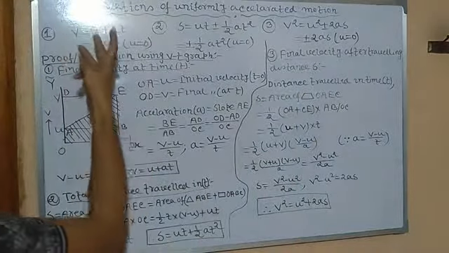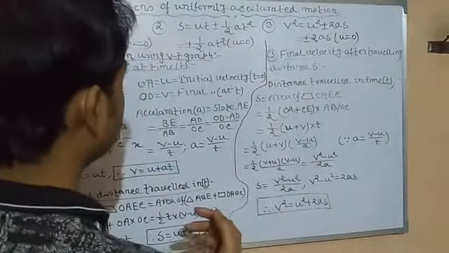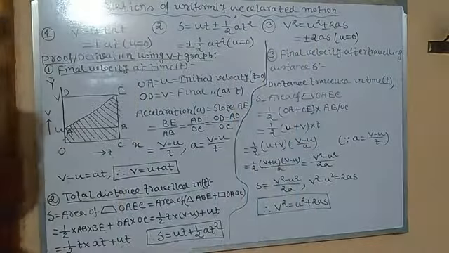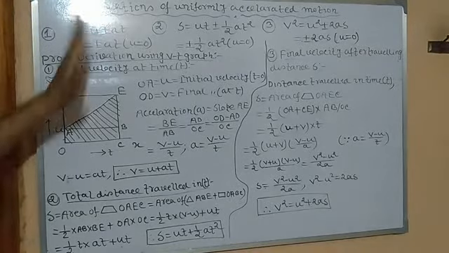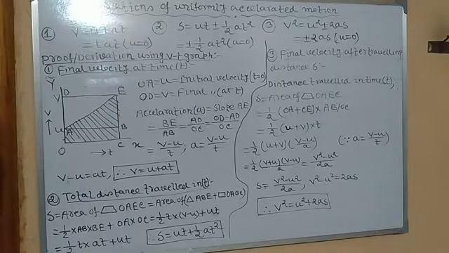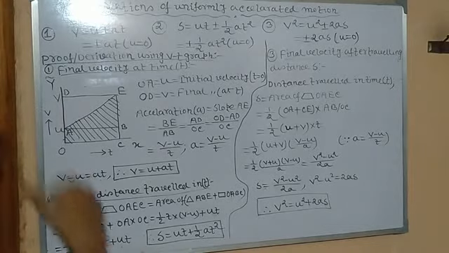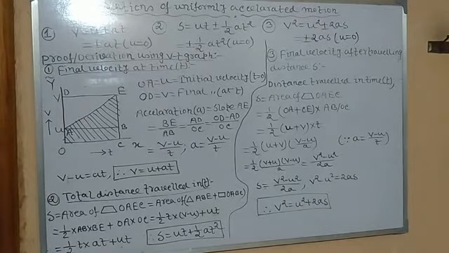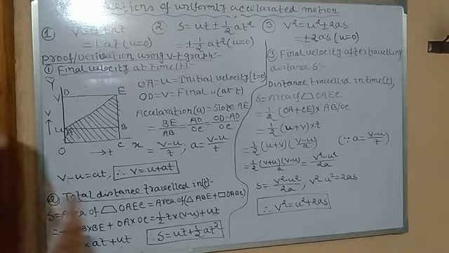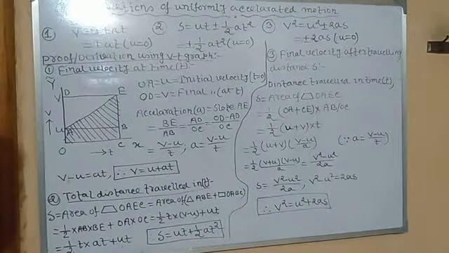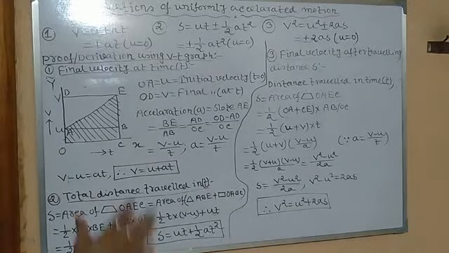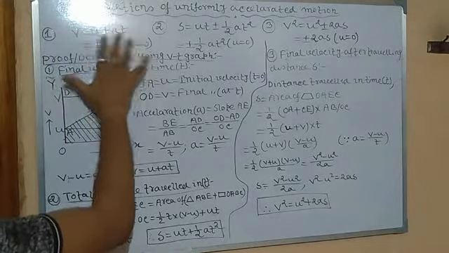So there are three fundamental equations based on the uniformly accelerated motion of a body. First is v equals u plus or minus at. What do we mean by plus or minus? Plus represents that the body moves with acceleration, and minus indicates that the body experiences retardation, meaning its velocity decreases. So at first we will discuss v equals u plus or minus at.